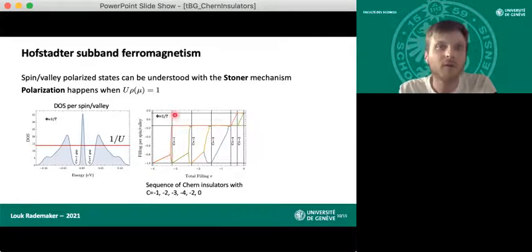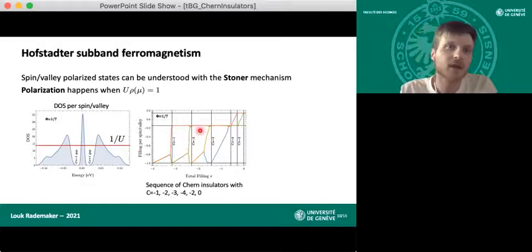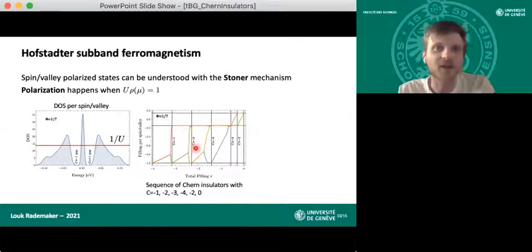At some point, you hit this point where the interaction is stronger than the density of states. And then you fully occupy with 1 spin or valley flavor this C equal -1 band, and the rest is reset, which gives you a C equals -1 Chern insulator. This is repeated. You do the same thing with the remaining 3 flavors. You get a C equals -2 Chern insulator, and then a C equals -3 Chern insulator.